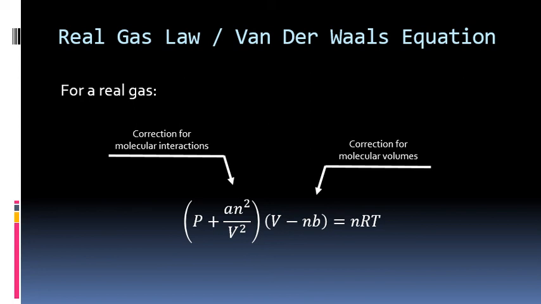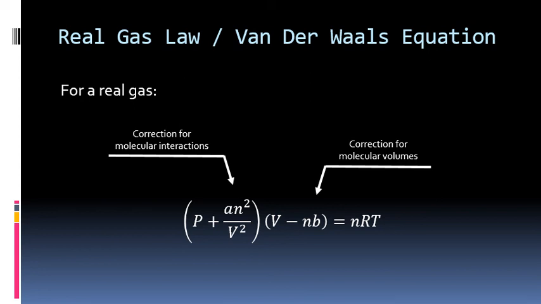Essentially, this real gas law is the sum of pressure plus a times amount squared over volume squared. And then that multiplied by volume minus the product of amount times b. And all that will equal nRT.